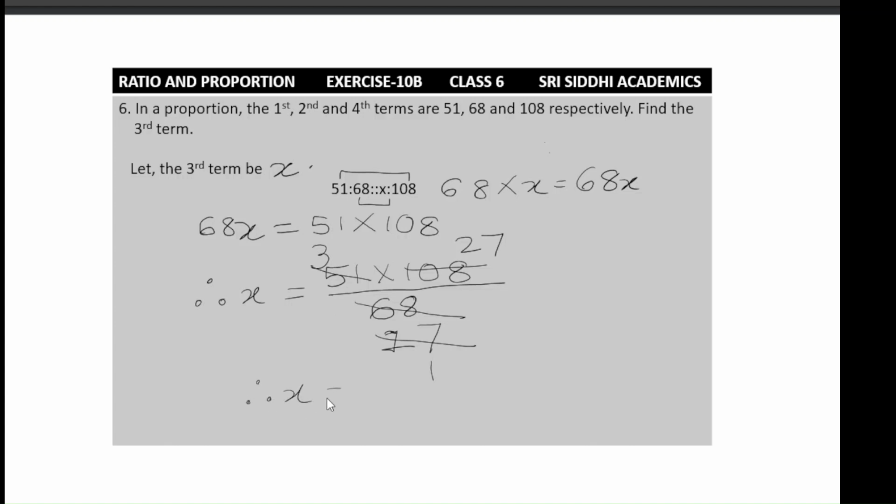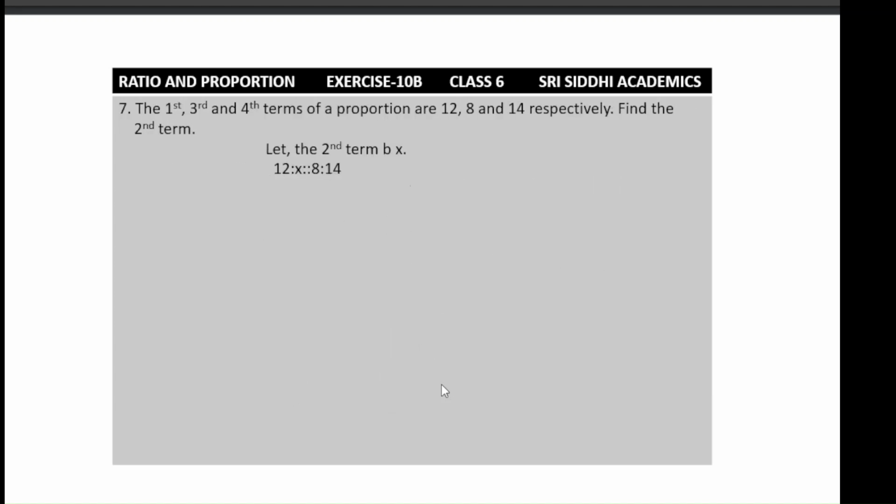Now what will the x value be? Therefore, the x value is equal to 3 multiplied by 27. 1 remains in the denominator, I will not write that. 3 multiplied by 27 is 81. This is the value for x. Now we have found the third term for question number 6. Let's move to the next question.